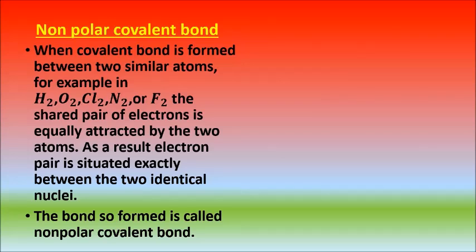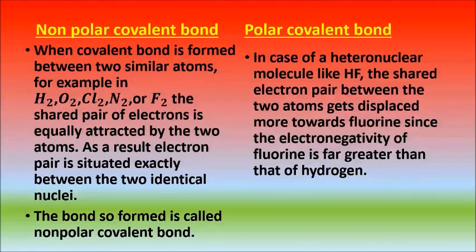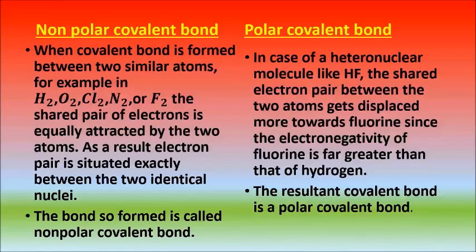Now, how can we explain the polar covalent bond? In the case of a heteronuclear molecule like HF, hydrogen fluoride, both atoms are of different elements: one is hydrogen and the other is fluorine. The shared pair of electrons between the two atoms gets displaced more towards the fluorine. Why? Because of electronegativity. Fluorine has greater electronegativity compared to hydrogen. That's why the electron cloud will move towards the fluorine, and the resultant covalent bond we name a polar covalent bond.